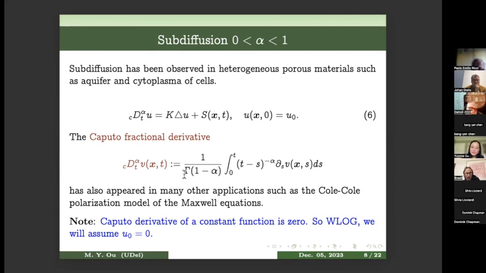Okay, so let's take one more look at this Caputo derivative, and this is a kernel.